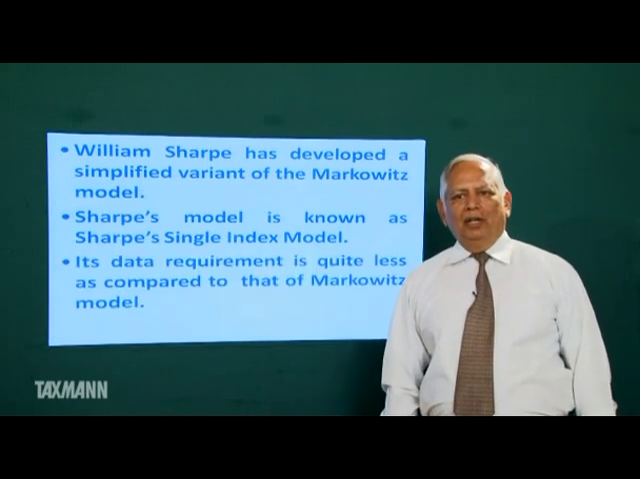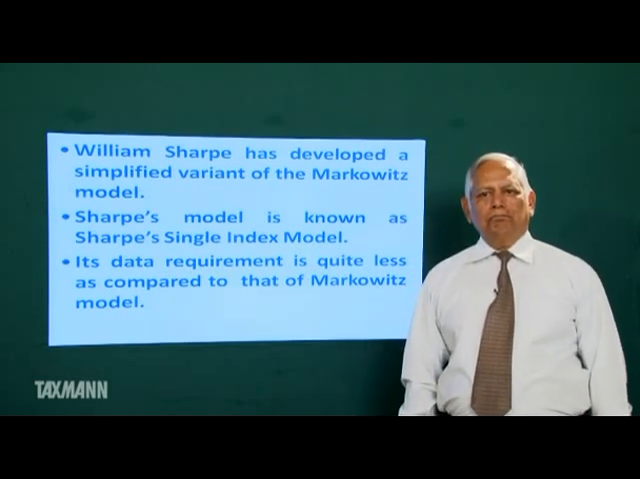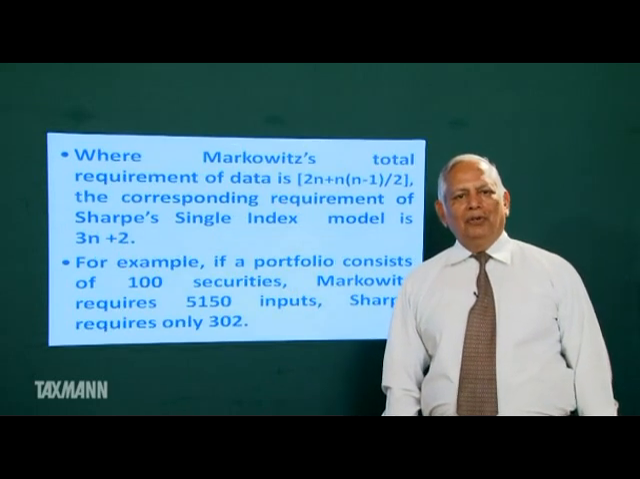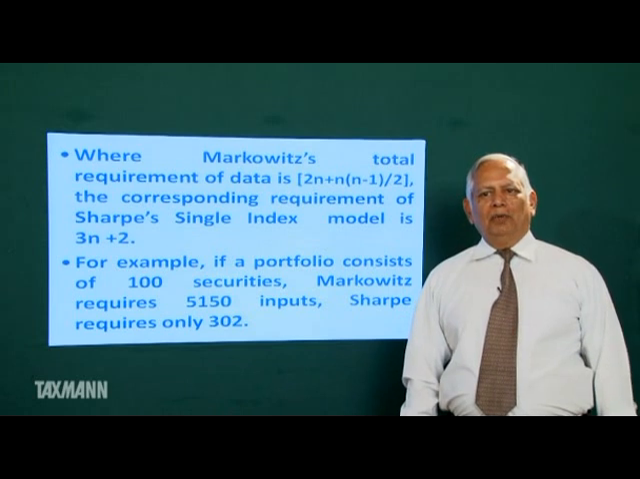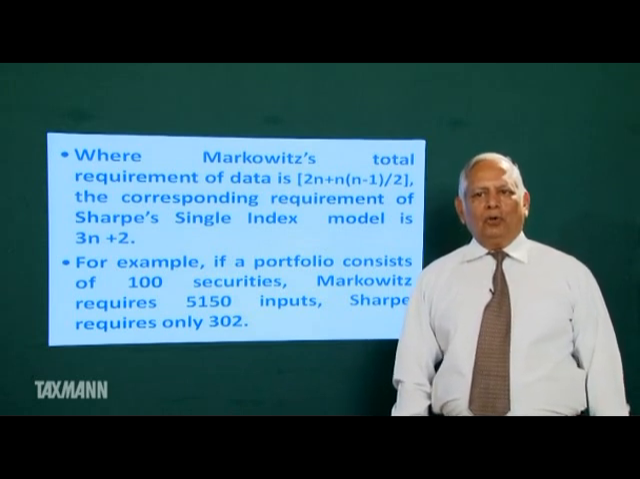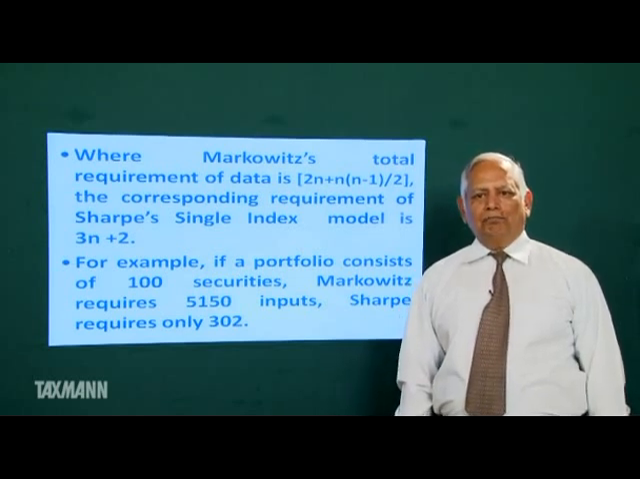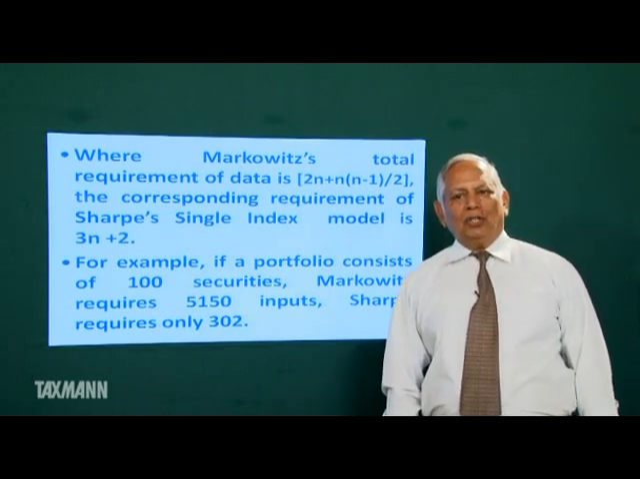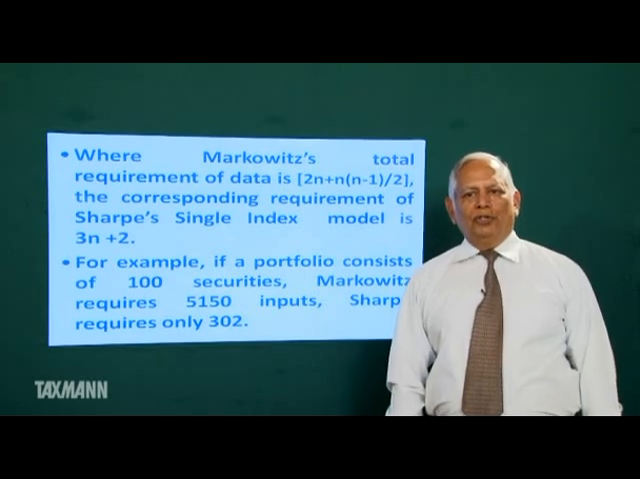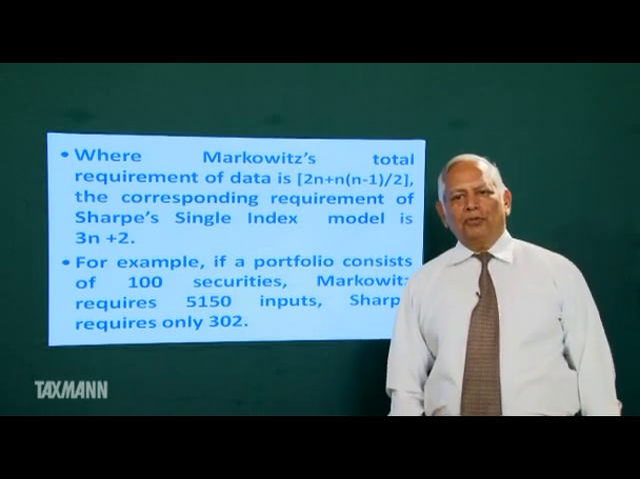Its data requirement is quite less as compared to that of Markowitz model. Where Markowitz total requirement of data is 2n plus n into n minus 1 upon 2, the corresponding requirement of Sharpe's single index model is only 3n plus 2. For example, if a portfolio consists of 100 securities, Markowitz requires 5150 inputs, Sharpe requires only 302 inputs.